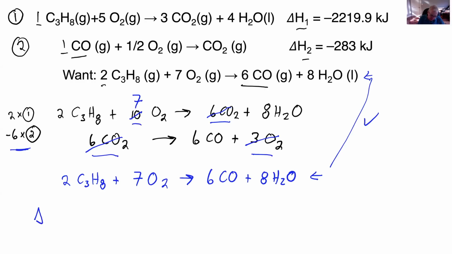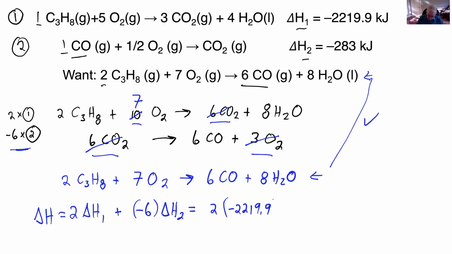So delta H for the reaction I'm trying to find is now equal to 2 times delta H number 1, because I had 2 times reaction number 1. And then I put a plus sign, so plus -6 times delta H number 2. So that's going to be what? 2 times minus 2219.9 minus 6 times minus 283.